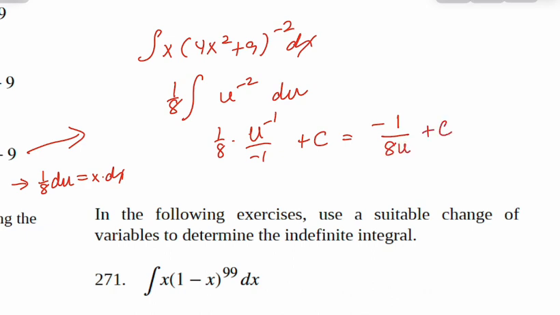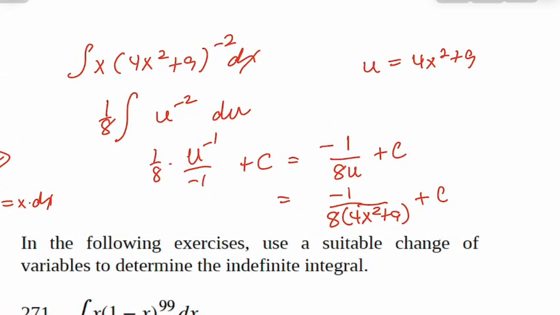We're not done until our final answer has the x's back in it. Now remember, they said that u was 4x squared plus 9. So where this u is sitting right here, we've got to put 4x squared plus 9. So our final answer would be negative 1 over 8 times the quantity of 4x squared plus 9, plus c. Which is exactly what they have.